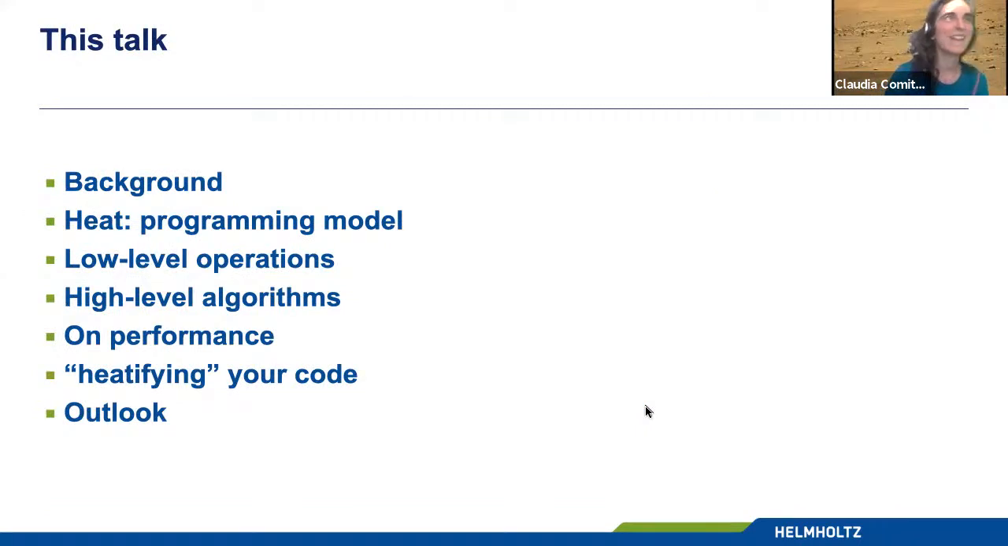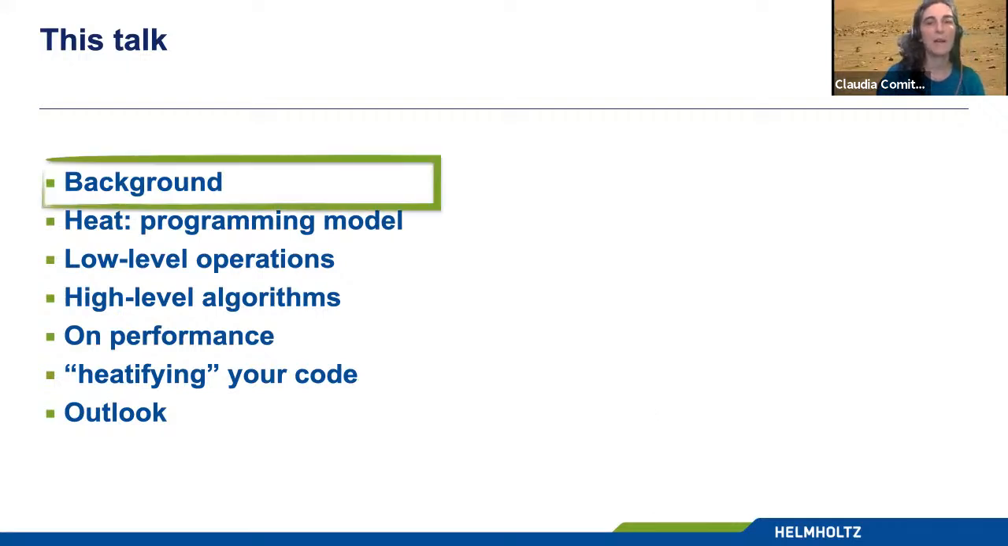I'm going to give you a bit of a background and tell you a few words about its programming model, and then the two legs that it really stands on: the low-level operations part, that's more like the distributed NumPy part, and the high-level algorithms, more like the scikit-learn machine learning part of the library. I'm going to say a few words about how you might want to proceed when heatifying your code, if you so wish, and a few words about what's coming up in the next months and hopefully years. But enough with that.